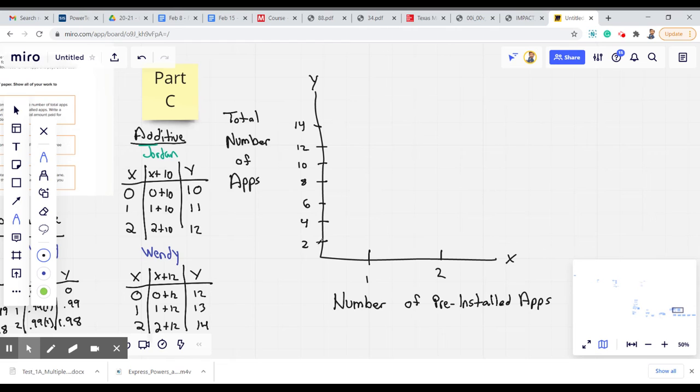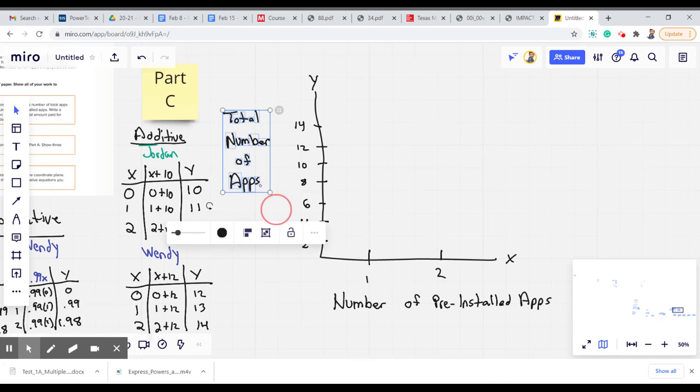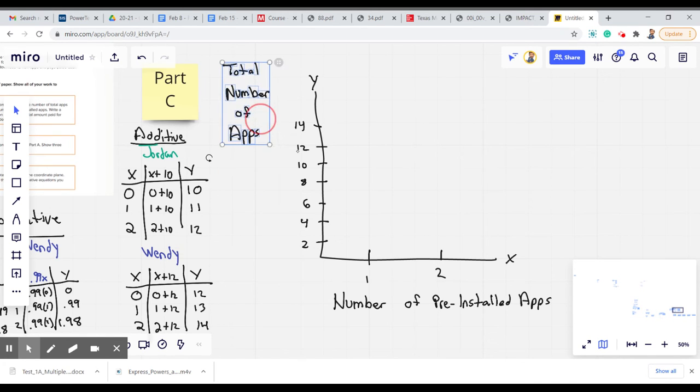I counted by twos. They're intervals of 2. So 1 would be in between the 0 and 2, and 3 would be in between 2 and 4. Let's go ahead and use what we have over here to graph this chart. Let me move this up a little bit. We know this is a total number.